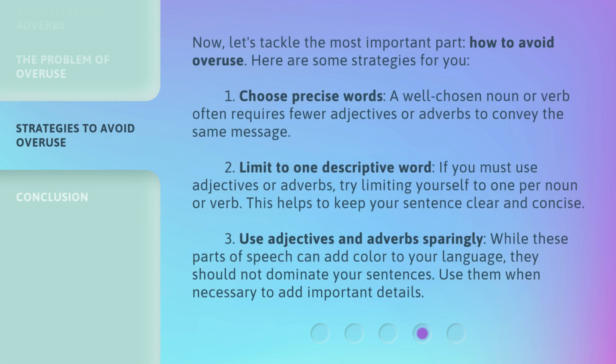Now, let's tackle the most important part: how to avoid overuse. Here are some strategies for you. 1. Choose precise words. A well-chosen noun or verb often requires fewer adjectives or adverbs to convey the same message.